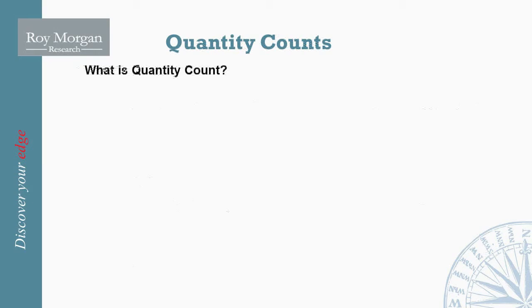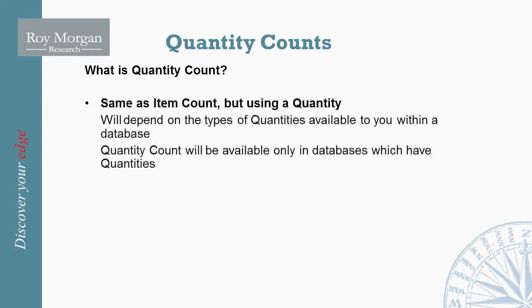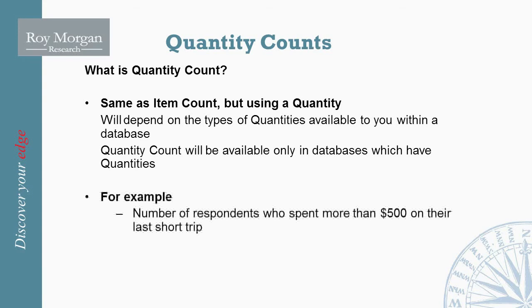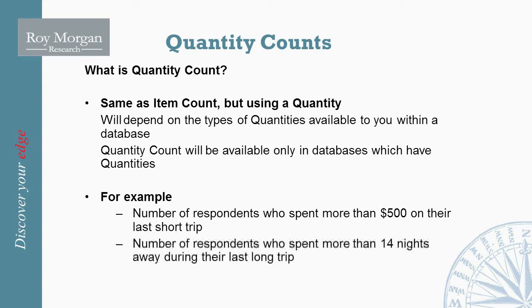And what is quantity count? Essentially, it's the same as item count, but this time you're using a quantity. It will of course depend on the types of quantities available to you within a database, and it'll only be available in databases which have quantities. So for example, you may look at the number of respondents who spent more than $500 on their last short trip, or the number of respondents who spent more than 14 nights away during their last long trip.